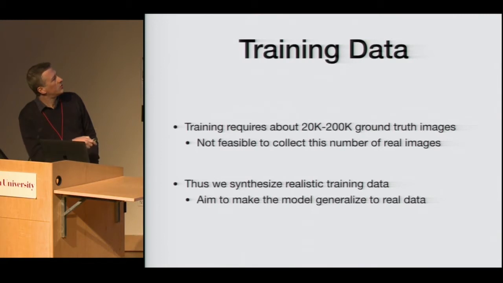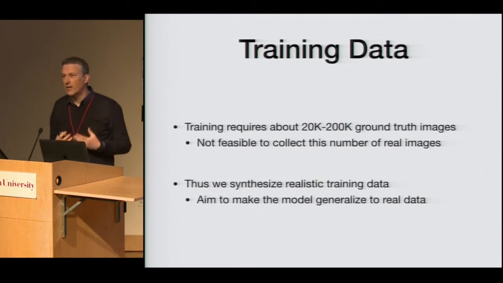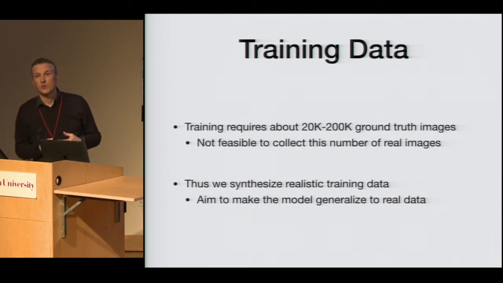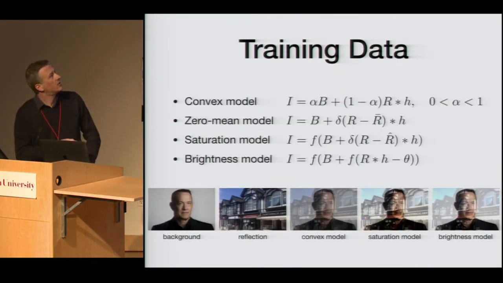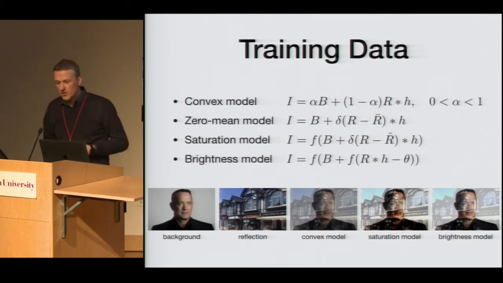So we resorted to synthesizing training data, and the purpose was to find a suitable model that would generalize well to real data. So we explored a number of models to generate the data. Of course, we started with the simplest, which we call the convex model. So you have some alpha between 0 and 1 that you use to combine the two layers.